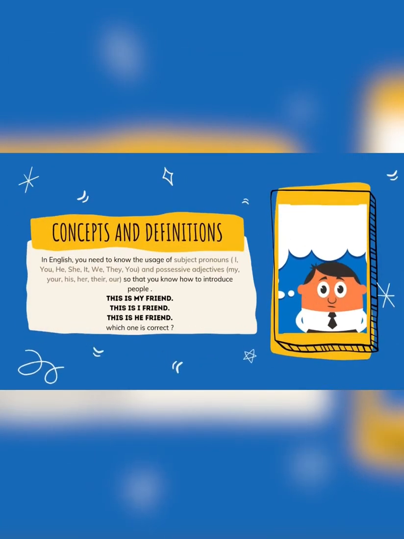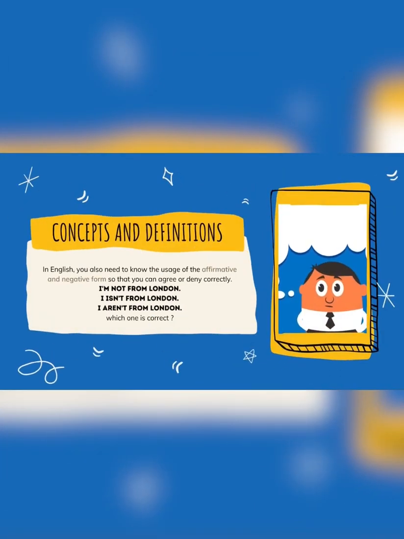Next, we are going to look through the subject pronouns and also the possessive adjectives so that you know how to introduce yourself and also other people. Which sentence would you say to introduce your friend? Is it this is my friend, or this is I friend, or this is he friend?